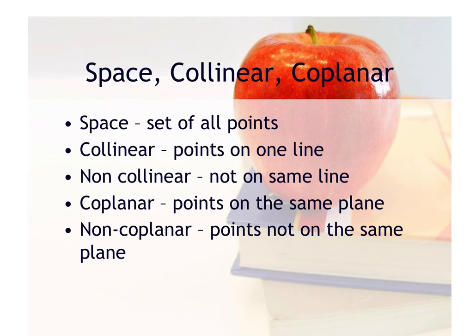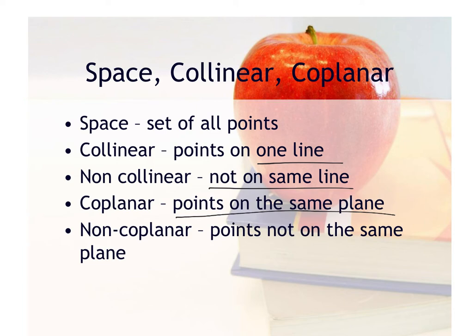All right, space, collinear, and coplanar. A space is a set of all points. Collinear means points that lie on one line. Non-collinear, they're not on the same line. Coplanar means that points lie on the same plane, coplanar. And non-coplanar are points that are not on the same plane, okay?